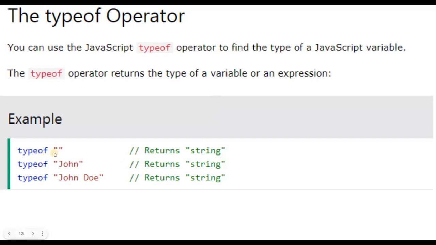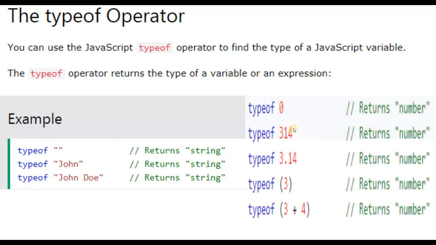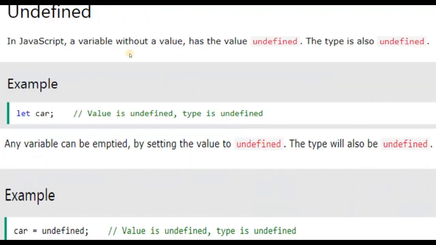So typeof an empty string, it's like a blank thing, okay? Returns string. And typeof "John" also returns string, because these have a series of characters. Typeof "John Doe" also returns string. Typeof 0 returns number. Typeof 314 returns number. Typeof 3.14 returns number. Typeof 3 returns number. Typeof 3 + 4 also returns number.